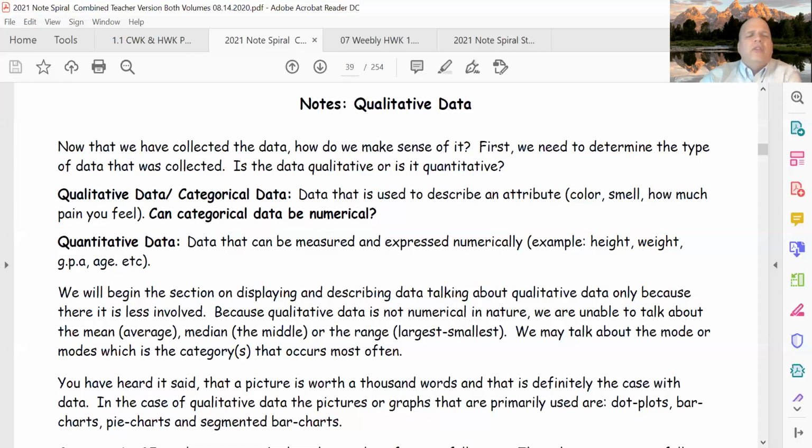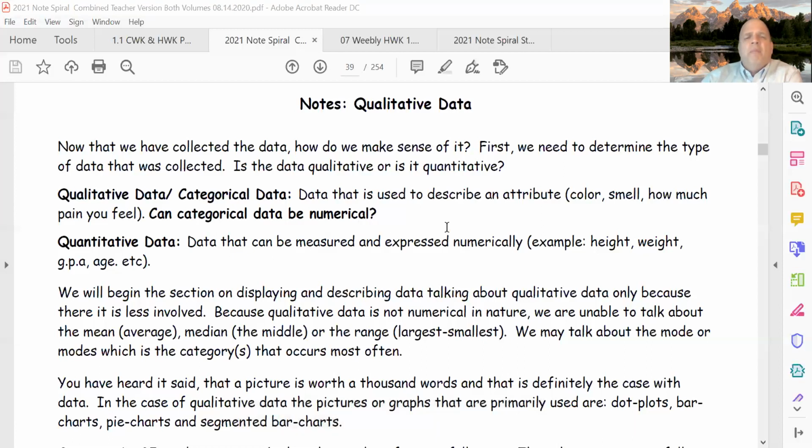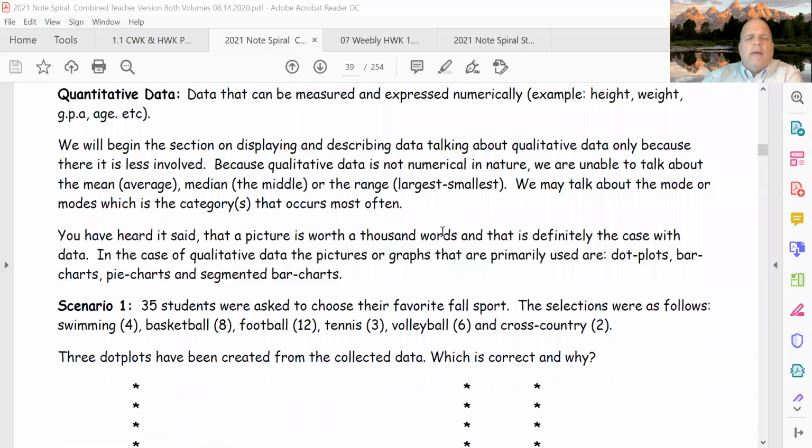But in all seriousness, you don't have an order to that. So that's not to say that you can't make graphs of qualitative data, because absolutely you can. But the order won't matter in the graph.